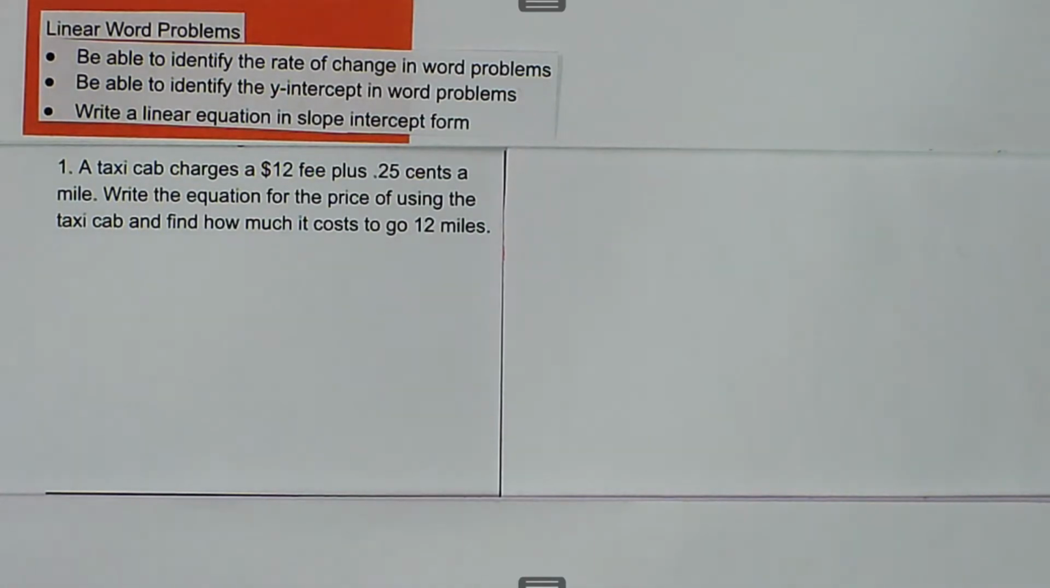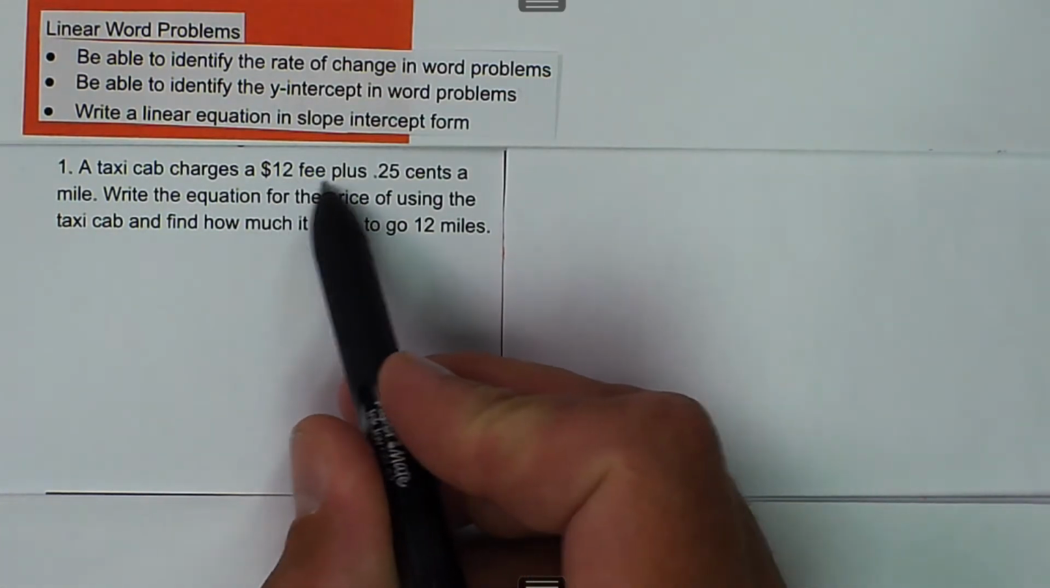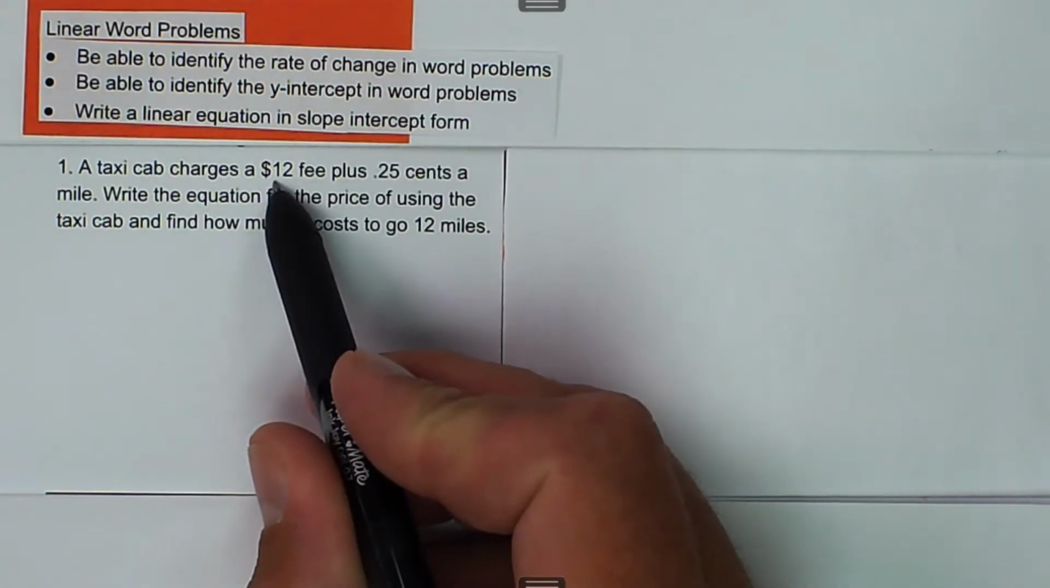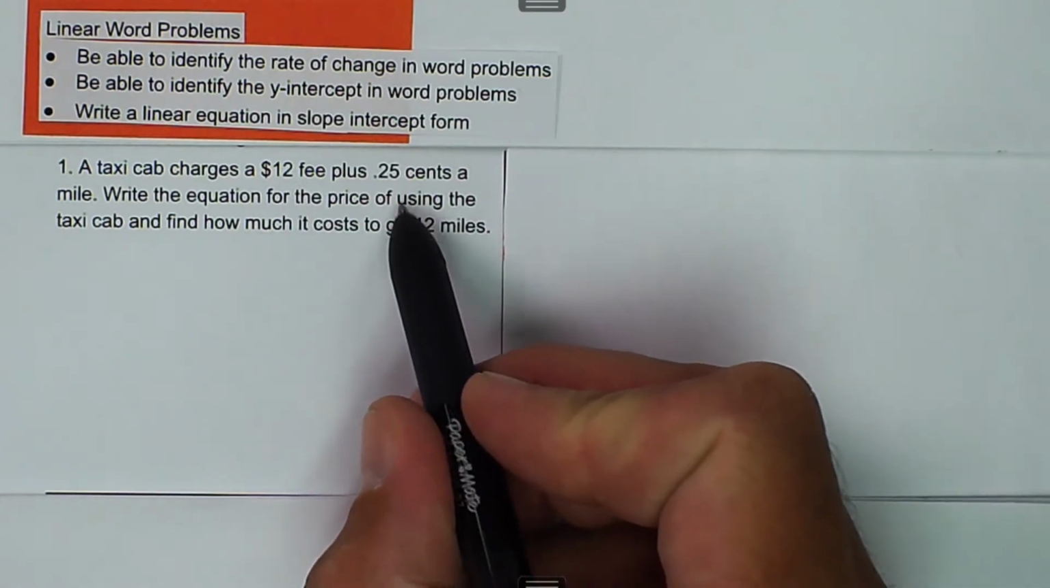A taxi cab charges $12 fee plus 25 cents a mile. Write the equation for the price of using the taxi cab and find how much it costs to go 12 miles. So the first thing is we want to identify where the 2 units are. So we have a number here, $12. So $12, that only has 1 unit on it. Okay, so that's not the rate of change.